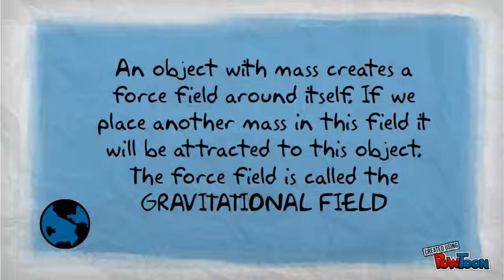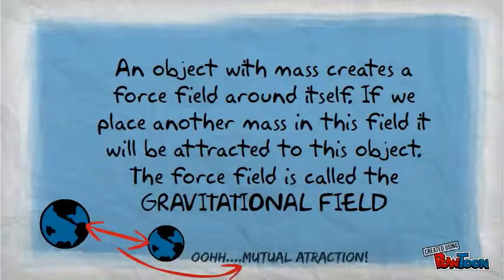Now, of course, if we had two masses in close proximity to each other, they would both be exerting attractive forces on each other because they will both be creating gravitational fields around themselves.